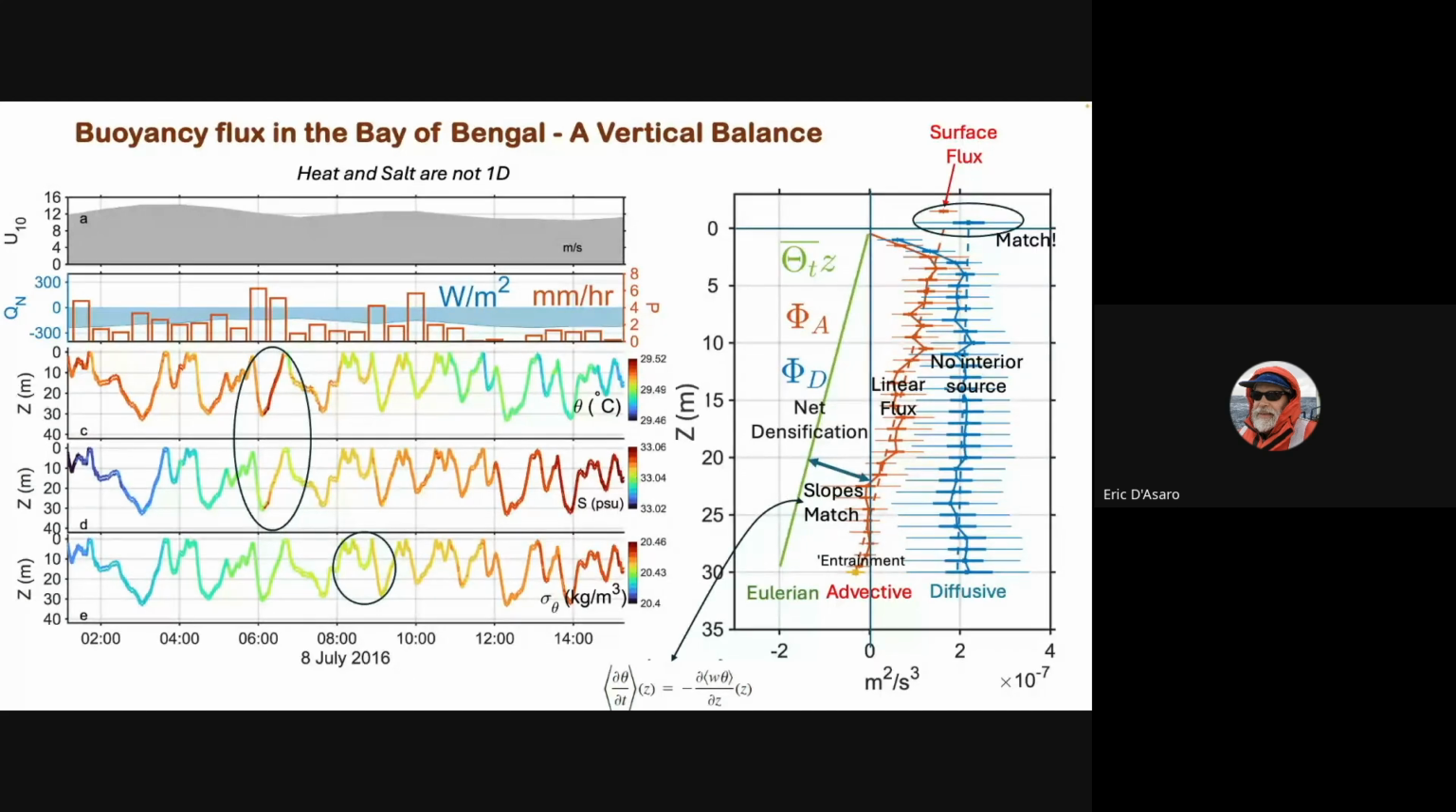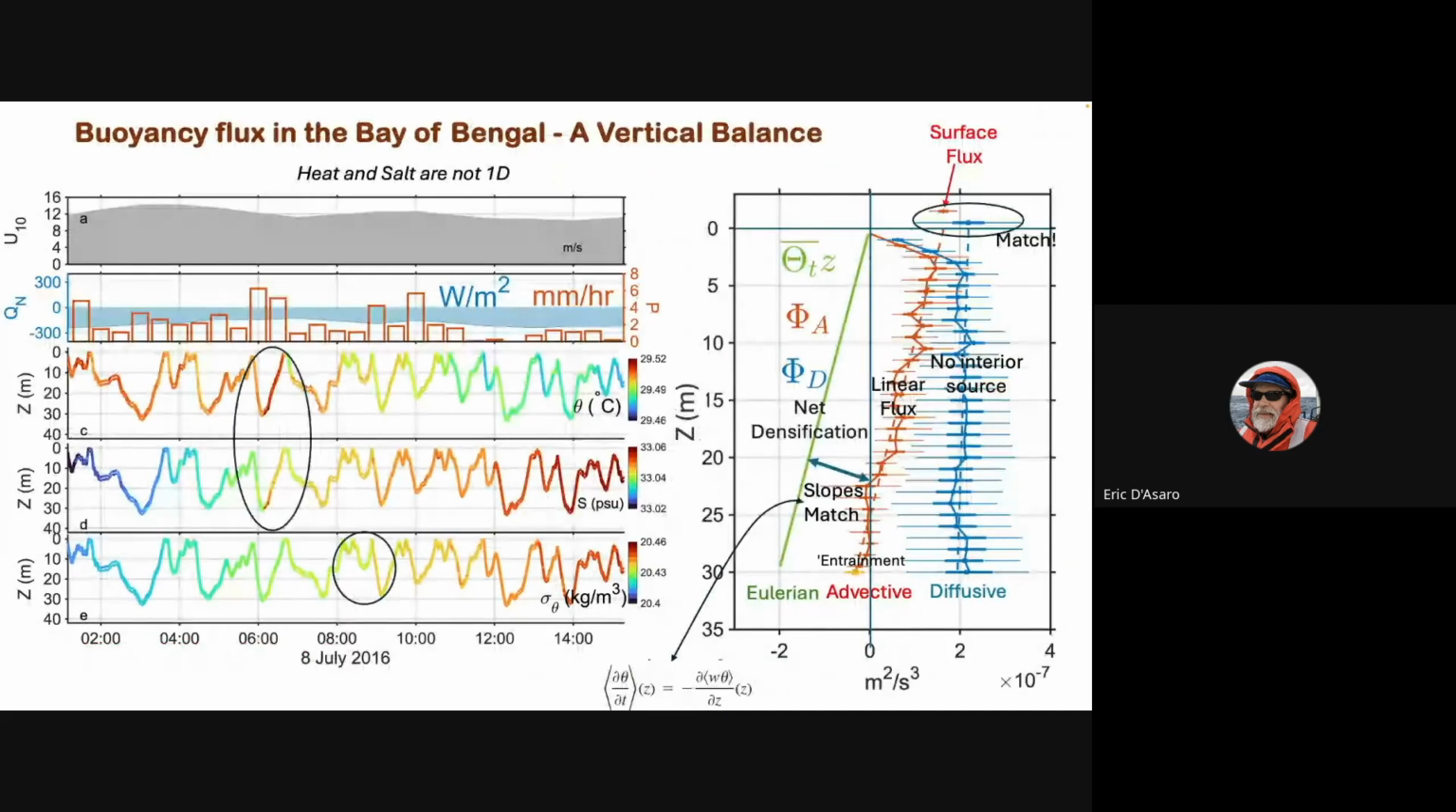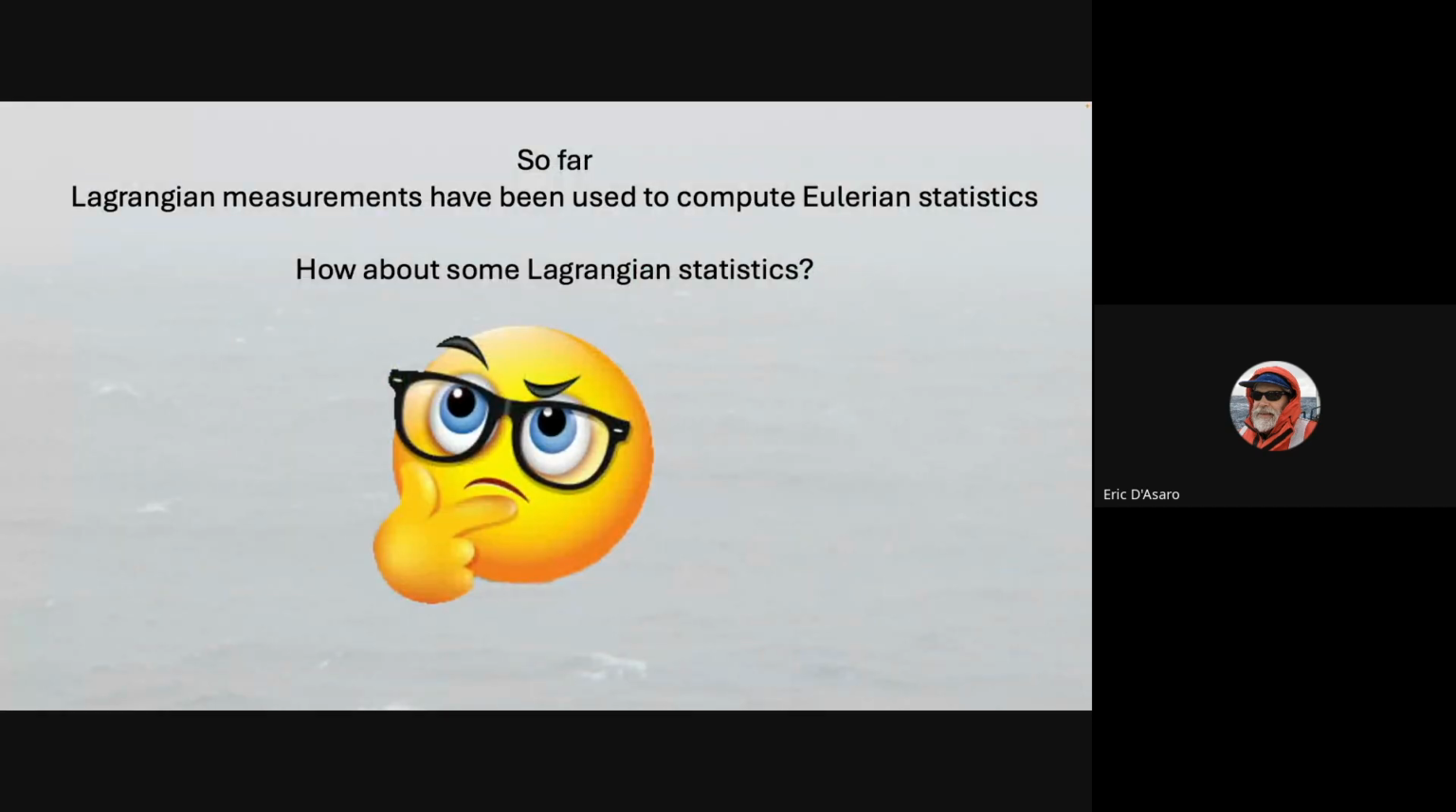I look at the rate of change of this guy. Okay, that's this curve. It is constant in the interior because there's no heating or cooling, and it's cooling in the surface. And those 2 numbers come out the same. So I can measure surface heat flux in 2 different ways. Works out pretty well. Okay, so far I've been using Lagrangian measurements to compute Eulerian statistics, and I was stuck on that for a long time.